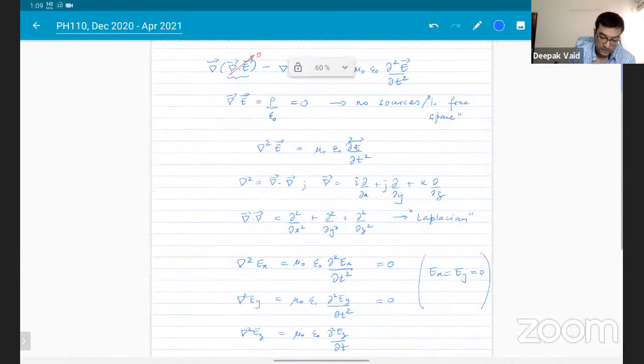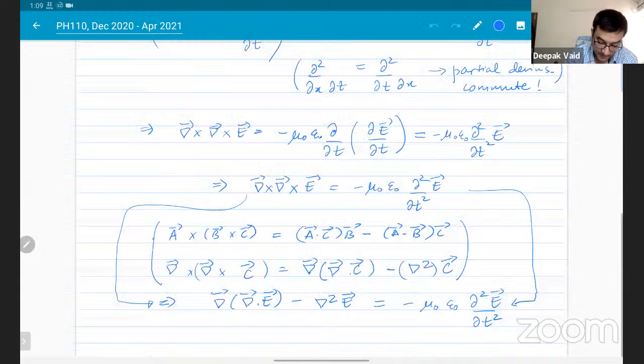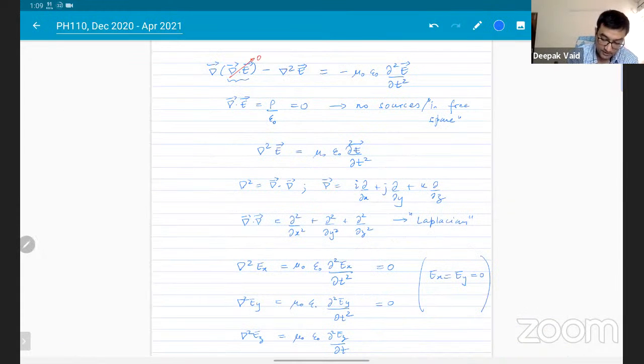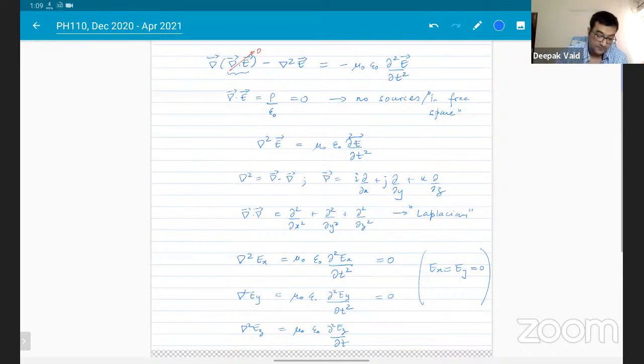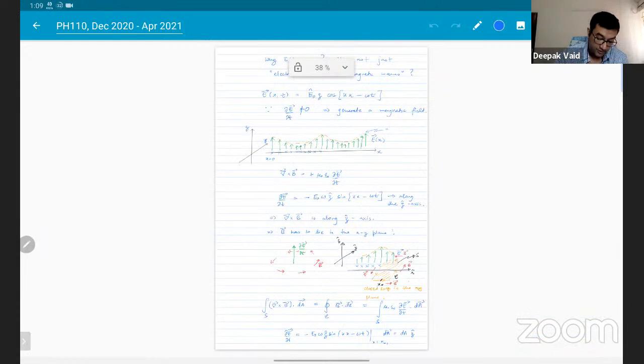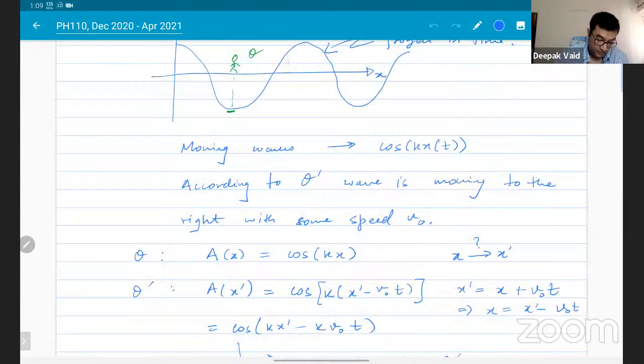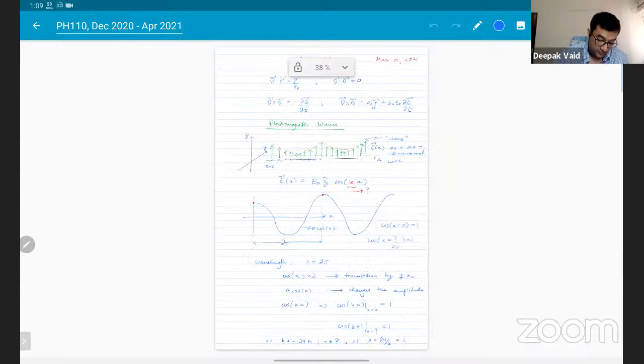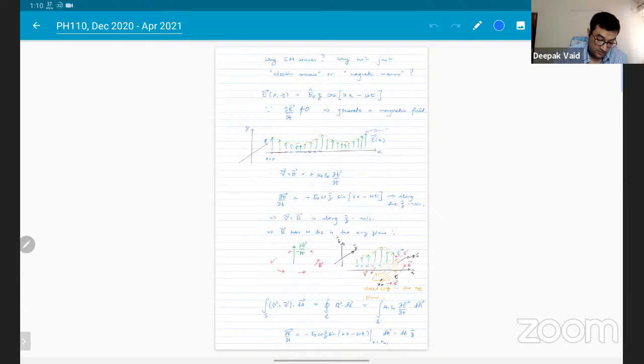So the end result of all of this is that Maxwell's equations predict that you will have waves which move through space, and these waves will move at a speed given by the speed of light. Okay, so I'll stop here. I think this is enough material for one class, probably more than enough material.